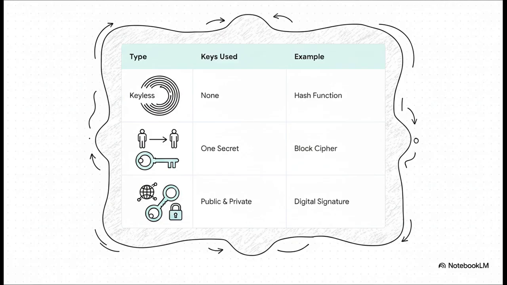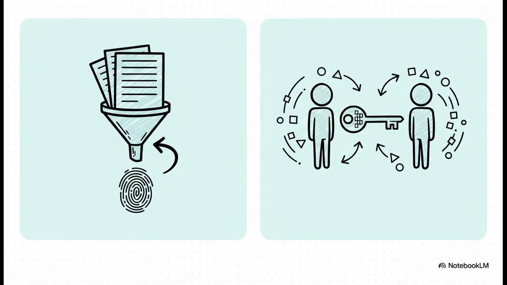Second, we have single-key algorithms, where both the sender and the receiver share one single secret key. And third, we have two-key, or asymmetric algorithms. These use a really clever mathematical pair of keys, a public key that anyone can see and a private key securely locked down by the owner. Comparing those first two categories is actually super enlightening.